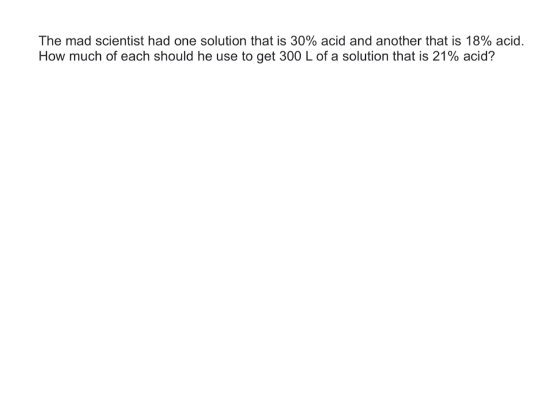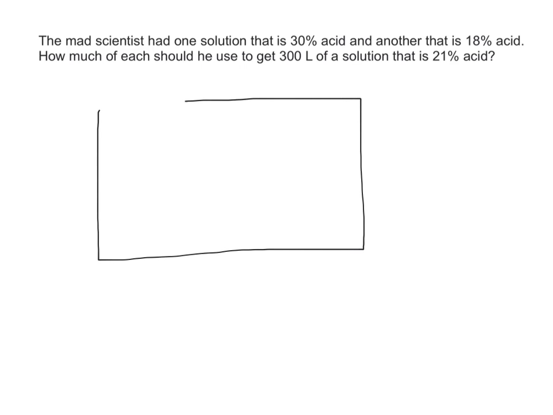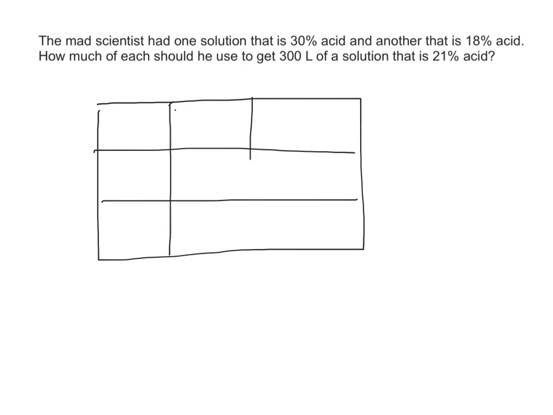So here's one of the methods that we use for a mixture problem. We have pretty much a chart like this, and we're given 3 pieces of data, so it's a 3x3 chart. Just like that. And we know that we have one solution that's 30% acid and another that is 18% acid. And the overall total should be, let's just write total.